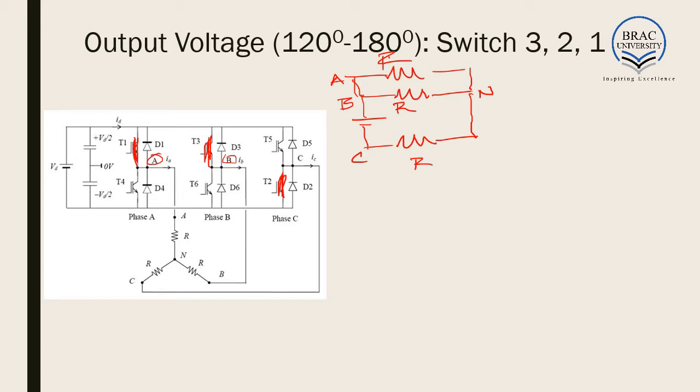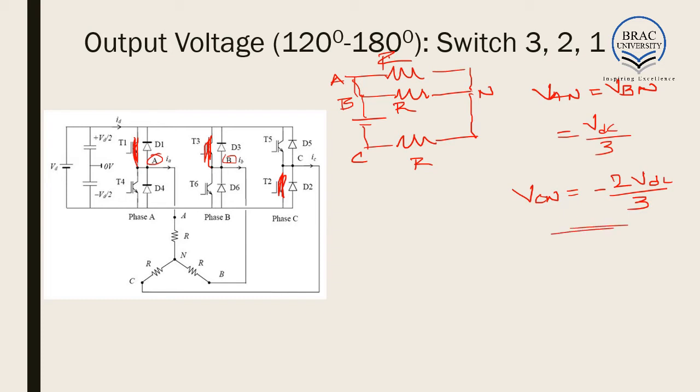Again here VAN would be equal to VBN. Calculations are similar. The voltage would be VDC by 3, and again VCN would be equal to minus 2 VDC divided by 3. If you have understood the calculation from 0 degree to 60 degree, there should not be any problem in understanding this calculation. This negative sign is present because the current flows in this direction, but for VCN we have taken this convention of voltage. So we get VAN is equal to VBN is equal to VDC by 3, and VCN is equal to minus 2 VDC by 3.